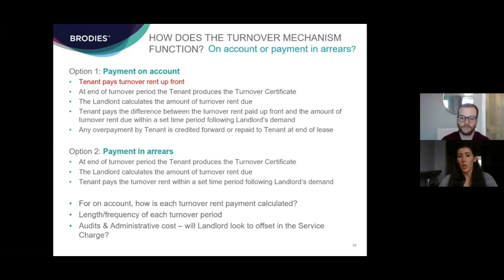But if the heads of terms do not specify on account payments, the tenant might look to better their position by pushing back against the wording in the first draft. And this is because the tenant hasn't earned their income yet from trading, and it's in their interests to have the rent paid in arrears to reflect the cash flow and the success of trading in each turnover period.